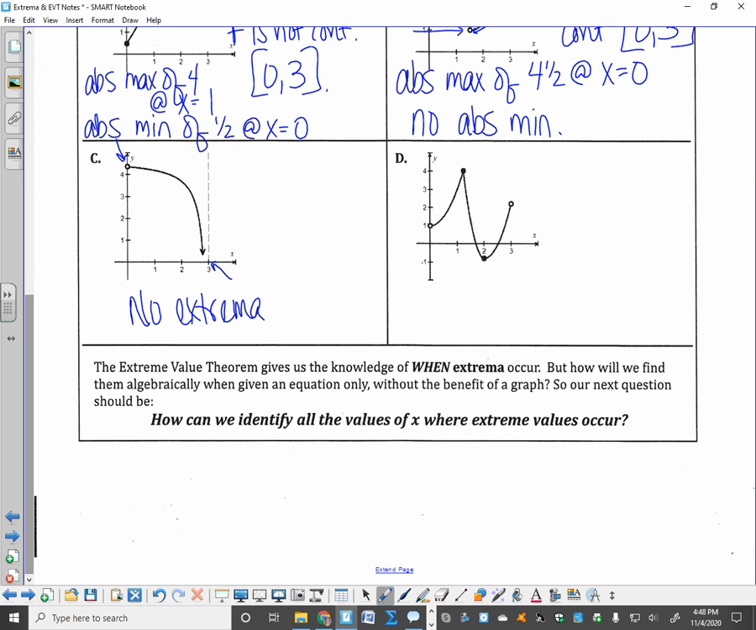Okay. The extreme value theorem, EVT, gives us the knowledge of when extrema occur. But how will we find them algebraically when we're given an equation without the benefit of a graph? So our next question should be, how can we identify all the values of x where extrema values occur?